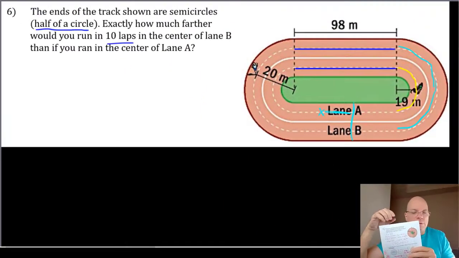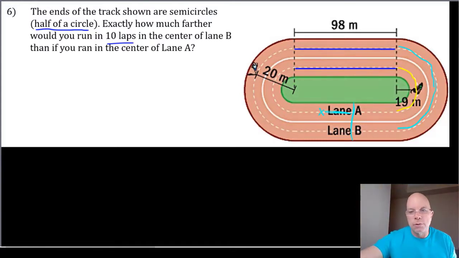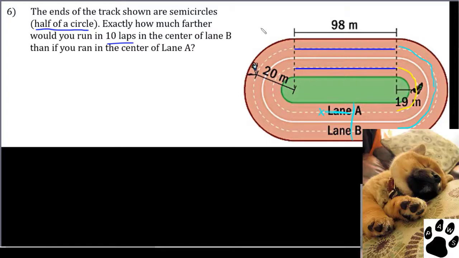And so really the difference in the distance run is just the difference in the circumference of those circles. And we're given this distance as 19 meters. So that'd be the radius of the circle for lane A, and the radius for the circle for lane B is 20 meters. So with all that understanding, why don't you, during the pause, see if you can answer this question, and then come back and see how you did. Paused.